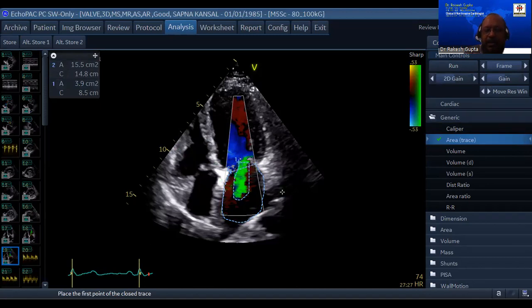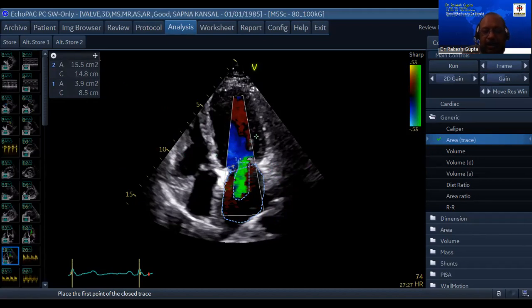What do you say, is this mild, moderate, or severe? By jet area of 4, mild. And by jet area versus LA area, 25%, 4 and 16, again it is considered mild. I don't know what is moderate, but with the method we are using right now, it comes out to be mild. Does this look mild? I don't think it looks mild.